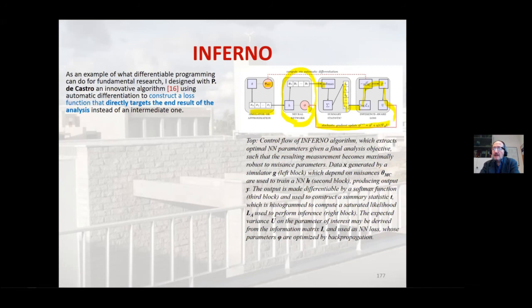And this allows the network to adjust the weights such that you can basically define a loss of this neural network, which is constructed with the information matrix on the cross-section measurement itself. So that is to say, the network will not maximize a binary cross entropy. The network maximizes the inverse variance on the parameter of interest. And it is able to do so because it is made aware of the covariance matrix of the measurement by this backward loop.